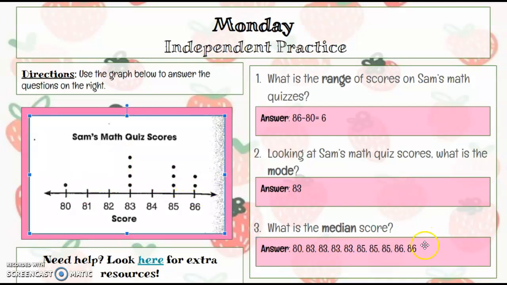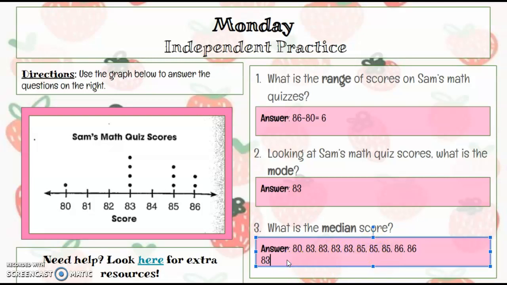Good. So I have all 10 numbers, which means it's even. That's telling me that I'm going to be getting 2 numbers in the middle for my median. So if I were to cross all these off, I would cross out 80, and then 86, 86, 83, 83, 85, 83, and 85 again. So I'm left with 83 and 85 in the middle.